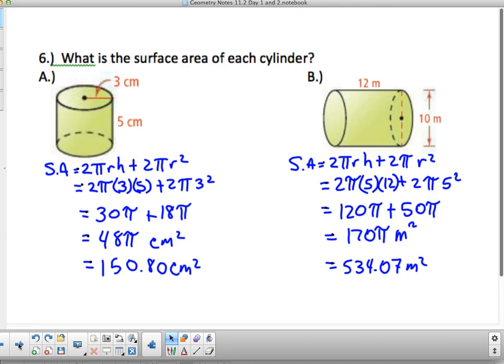Got some really great diagrams. Now remember, write in the formula. Copy it down correctly. LA is 2 pi rh. SA is 2 pi rh plus 2 pi r squared. Remember, LA is the soup can label. SA is the soup can label, including the two bases of the can itself.